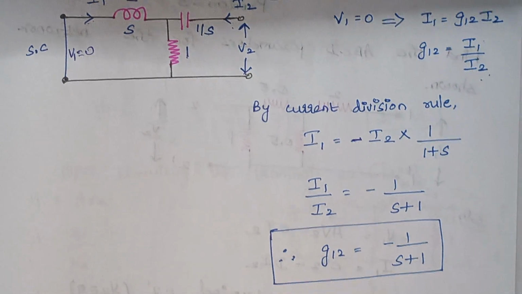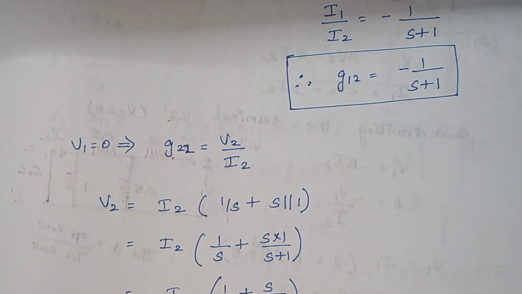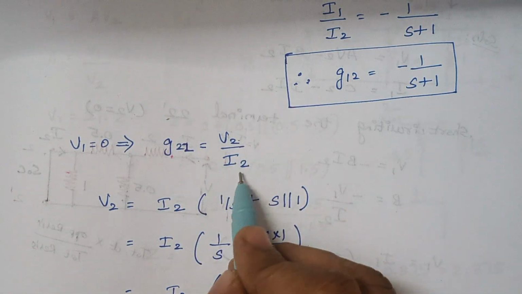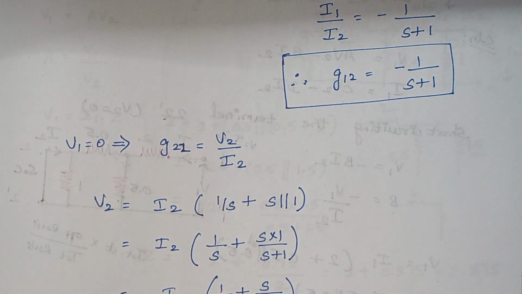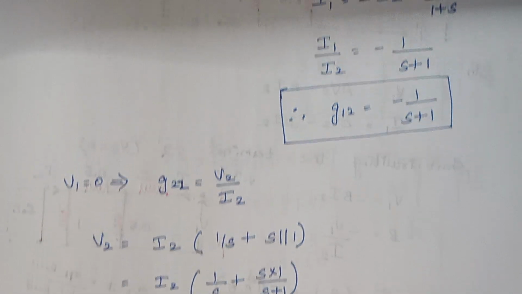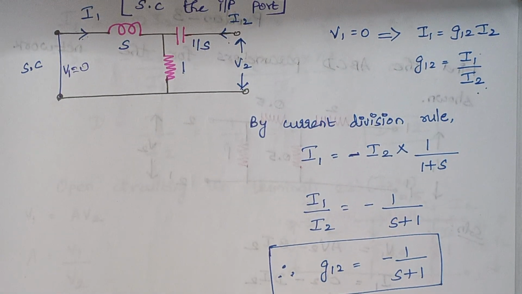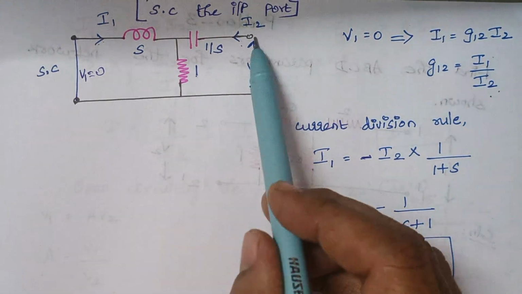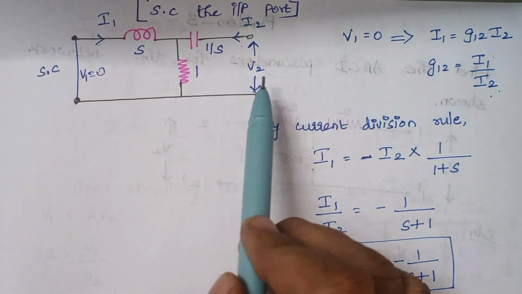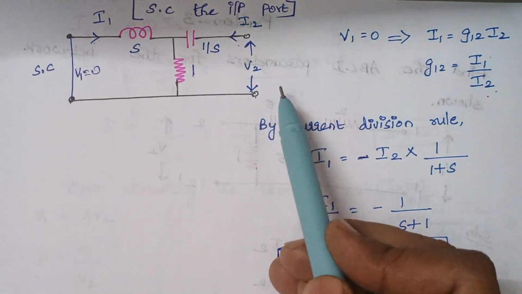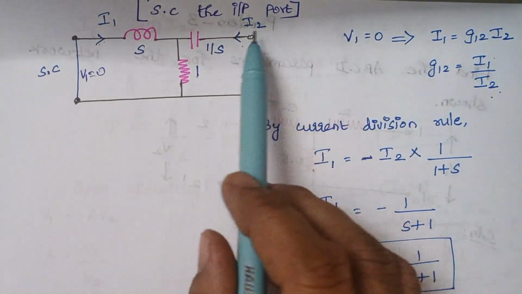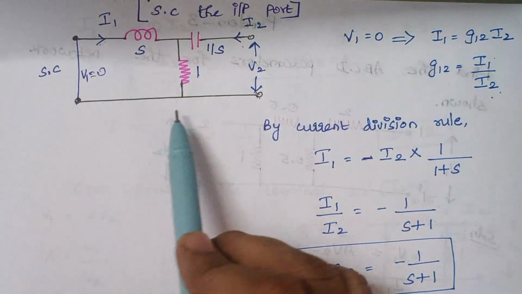Now we are going to find the final term G22. G22 is given by V2 by I2. So now we are going to calculate the value of V2 from the given circuit diagram. This is the circuit diagram. How can we find V2? V2 can be easily calculated as, the general formula for V2 is voltage is current into impedance. So here V2 is given by I2 into the impedance of this network.